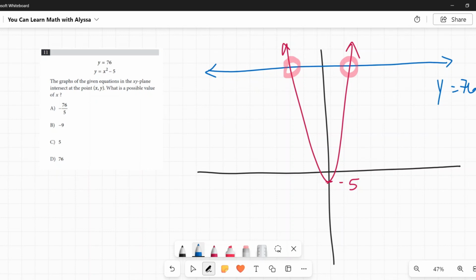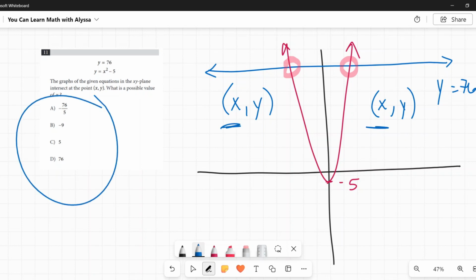So whichever of those 2 points, you're going to get those 2 coordinates. You're going to have an x and a y set of coordinates for each of those points. You're going to look at those x values, and then you're going to see which one of those x's is over here. Only one of them will be over here. So that's how you do it graphically.